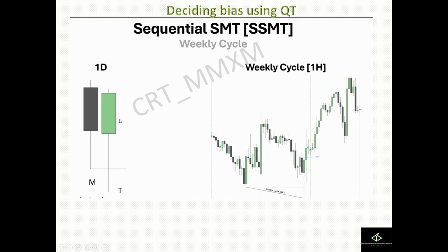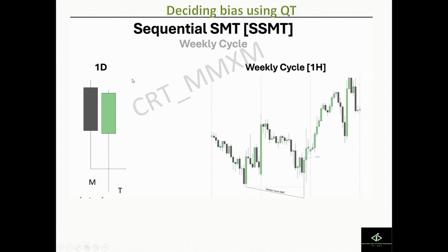So what will happen? This kind of price action will happen. This is the weekly cycle. This Monday low was taken on Euro on Tuesday, but the GBP failed to do so. So we have a weekly cycle SSMT. What is SSMT? SSMT is when two consecutive cycles, consecutive two quarters, have SMT. So that is sequential SMT. That means Q1 has SMT with Q2, or Q2 with Q3, or Q3 with Q4, or Q4 with Q1. So it should be between two consecutive cycles.